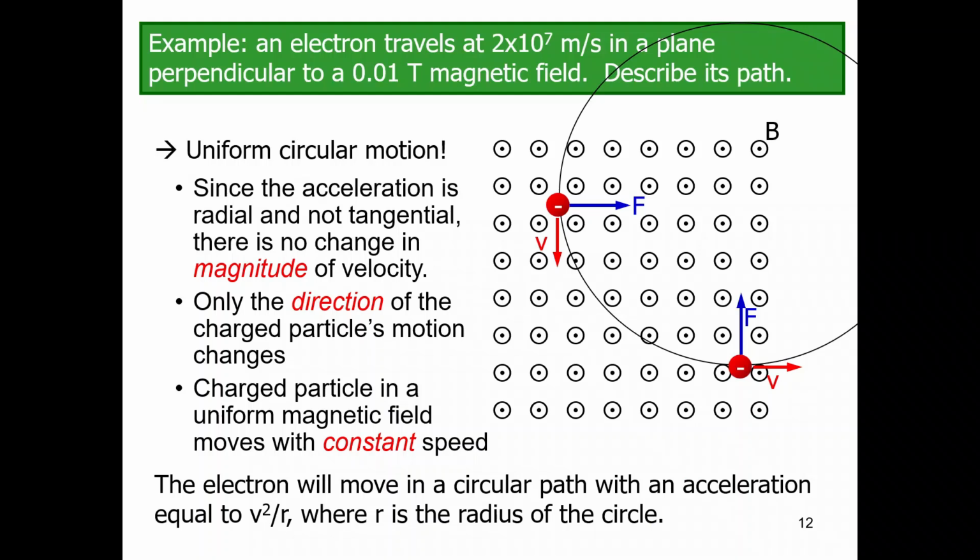So since our acceleration is radial, so centripetal, not tangential, there's no change in the magnitude of the velocity, but the direction does change. So our magnitude is constant, but our direction changes. So this will move with a constant speed in a circle. The acceleration would be centripetal acceleration, which is equal to v squared over r, where r is the radius of the circle that is being made.